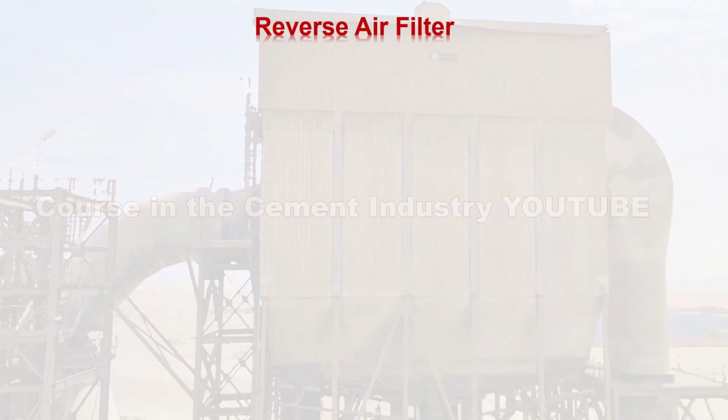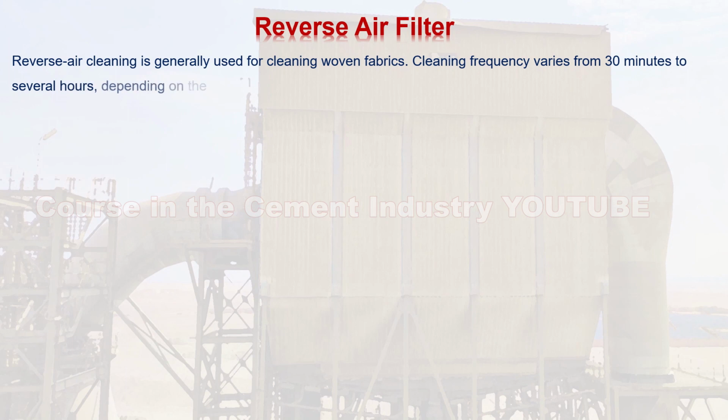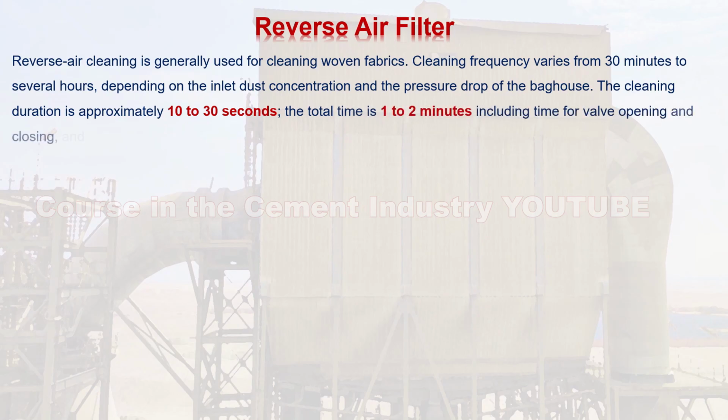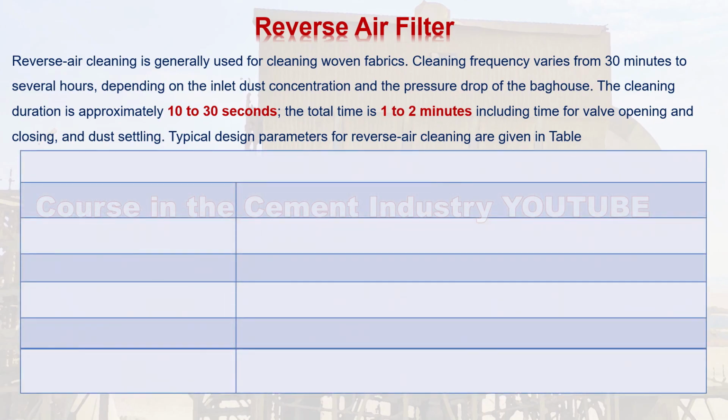Reverse air filter. Reverse air cleaning is generally used for cleaning woven fabrics. Cleaning frequency varies from 30 minutes to several hours, depending on the inlet dust concentration and the pressure drop of the bag house. The cleaning duration is approximately 10 to 30 seconds, and the total time is 1 to 2 minutes, including time for valve opening, closing, and dust settling. Typical design parameters for reverse air cleaning are given in the table.